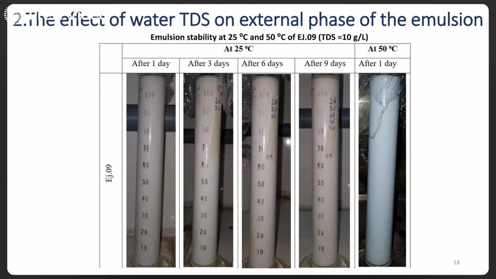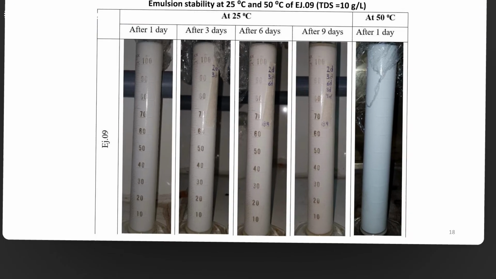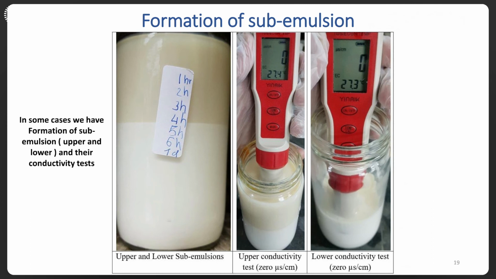Emulsions were prepared at different water salinity, and stability was checked for the different emulsions to check the influence of water salinity on the stability of the prepared emulsion. In some cases, we tested the emulsion at different salinities and percentages of surfactant, and we found the formation of sub-emulsions. We performed the conductivity test, the stability test, and the droplet size distribution test and made sure that the external phase is still oil.